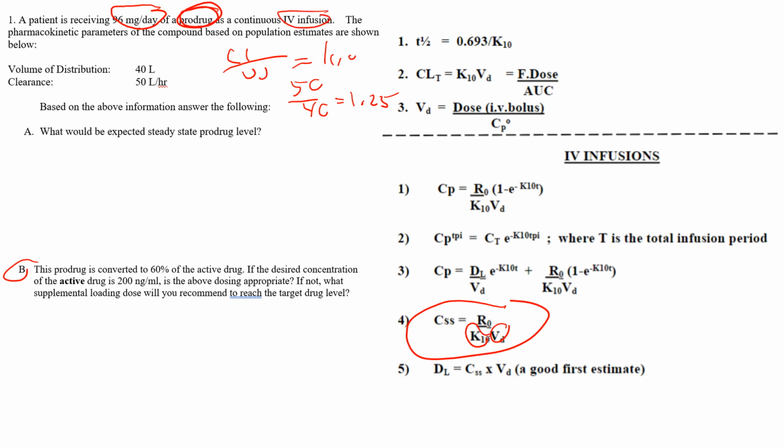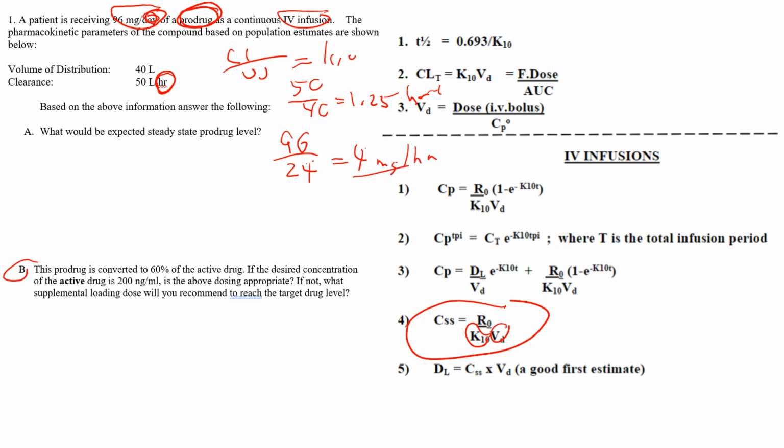So what is our R0? It's 96 milligrams per day, but the caveat right here is that this clearance was in hours, right? Our K10 is in hours to the -1, technically. We never really write units on K10, but it is there. So it's important we convert this infusion rate to hours, or K10 to a day. I'd rather convert this to hours. Why? Because I set this up to divide really nicely. 96 divided by 24 is 4 milligrams per hour.